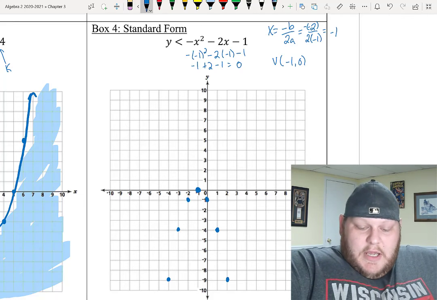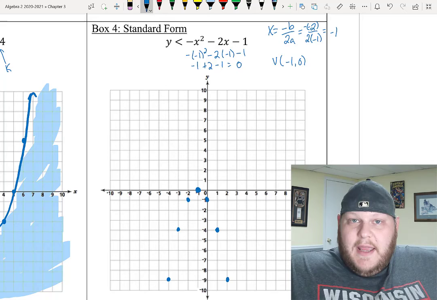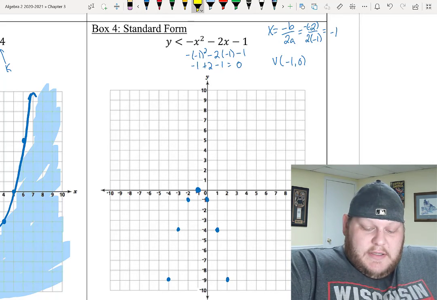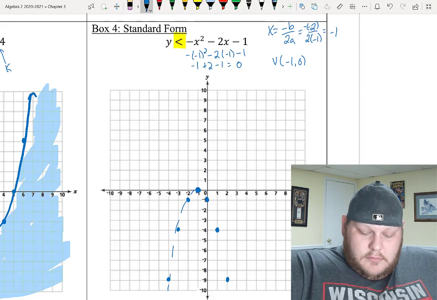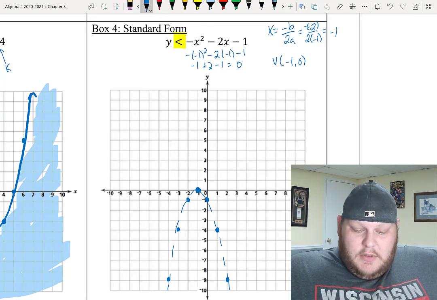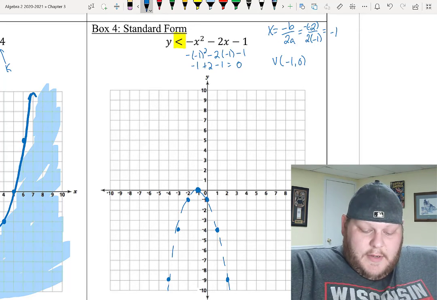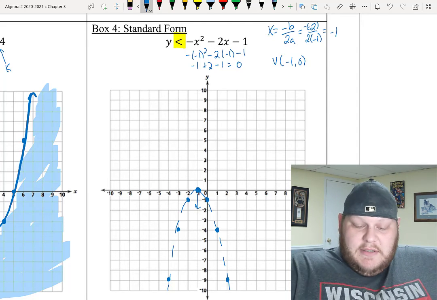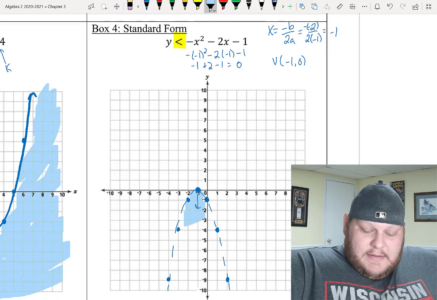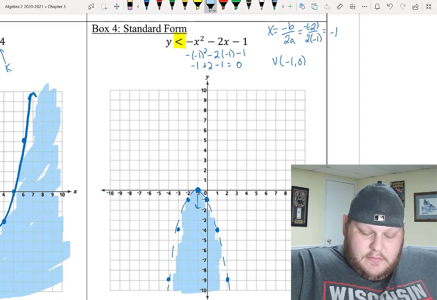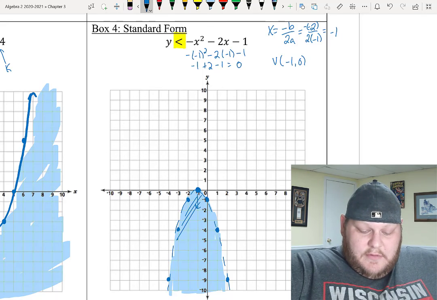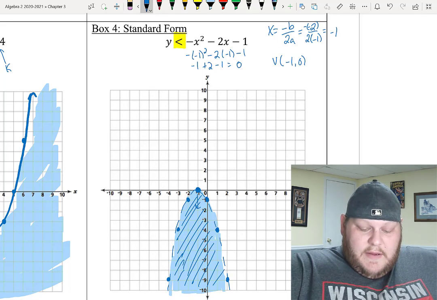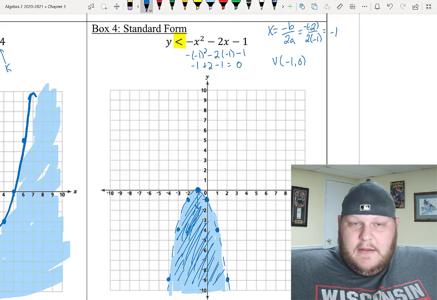Now that I have my boundary, I'm going to look and see what kind of boundary I have now that I have the shape of it. Here it is just a less than symbol, so it's going to be a dotted line for my boundary. And since it's less than, I'm going to shade underneath, which in this case, because it opens down, underneath is going to be the inside of my function. And here, your shading doesn't have to be perfect. Usually I just shade with the same color pen and do a little stuff like that. That's going to be helpful for us if we shade it like this.